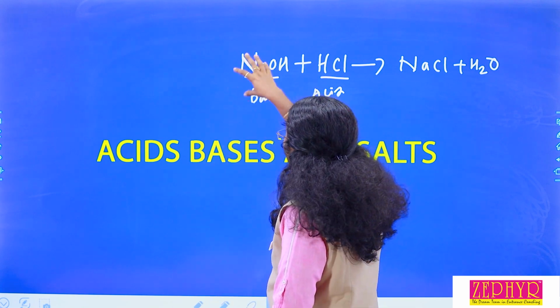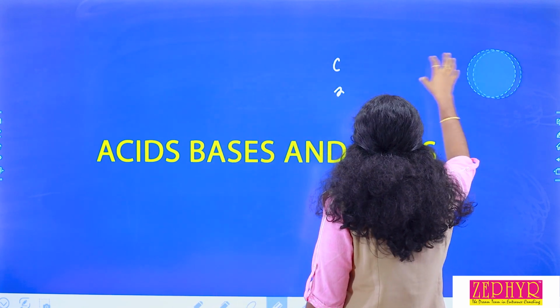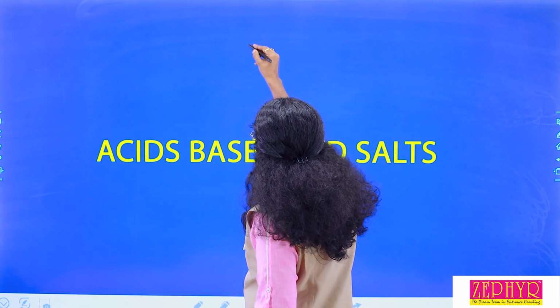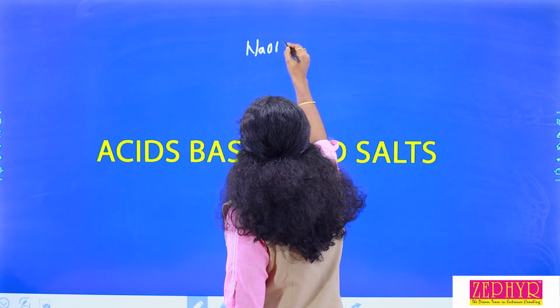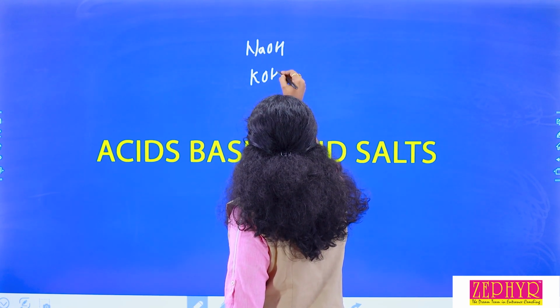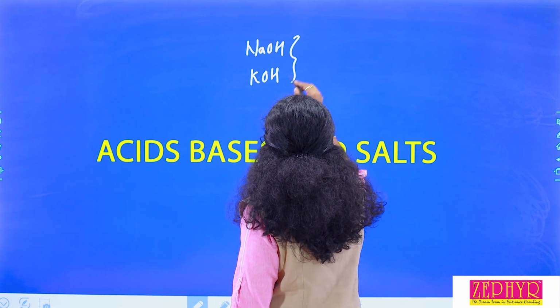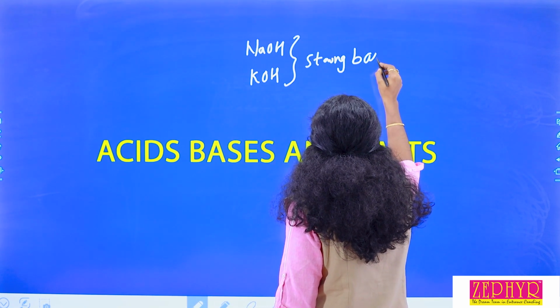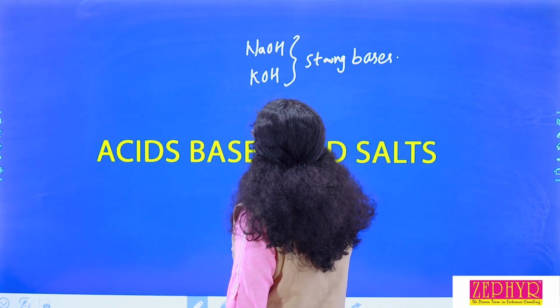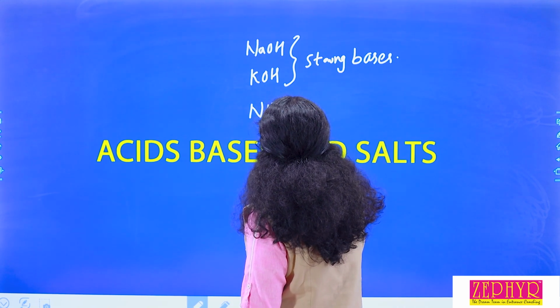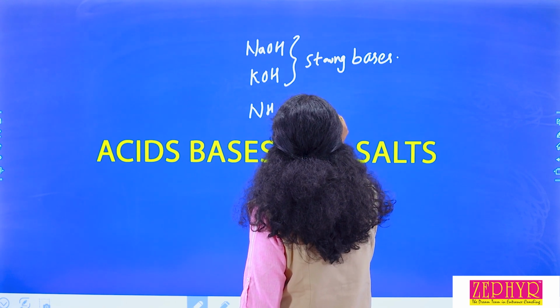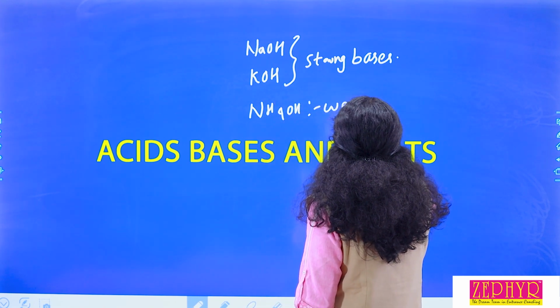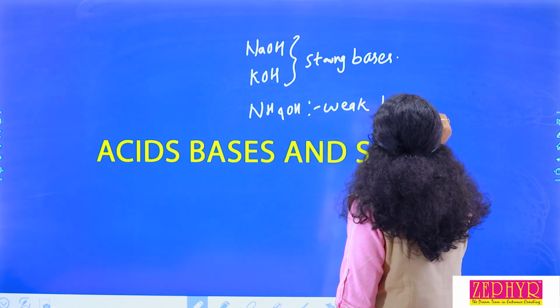Salt. For example, sodium hydroxide, potassium hydroxide, etc. are strong bases. Then ammonium hydroxide is a weak base.